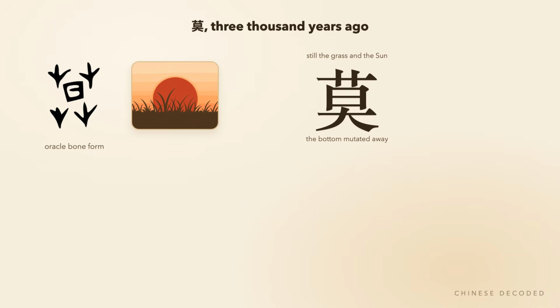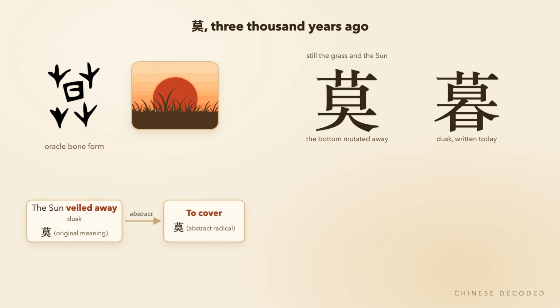So originally, mo meant exactly what the picture shows, dusk. It was the original written form of the dusk word, the same meaning that mo carries today. And here is how the meaning and usage of the mo character evolved. From the concrete scene, the sun veiled away at dusk, the abstract concept to cover was extracted out. This concrete origin, the scene an abstraction grew out of, is called the prototype.